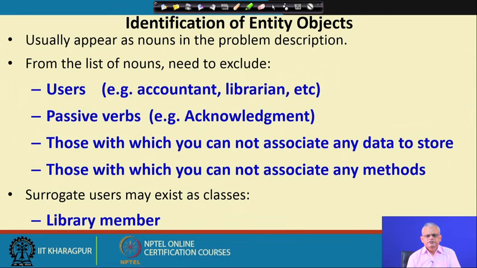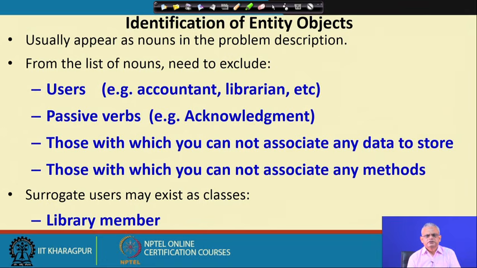Typically, the entity objects are identified by noun analysis, because the entity objects occur as nouns. Initially, when we are new to object oriented design, we need to underline the nouns and then see which nouns satisfy, or can be considered as, entity classes. But as we become more experienced, we do not have to really identify each noun. Just by reading the problem description, mentally we can determine which are the entity classes.